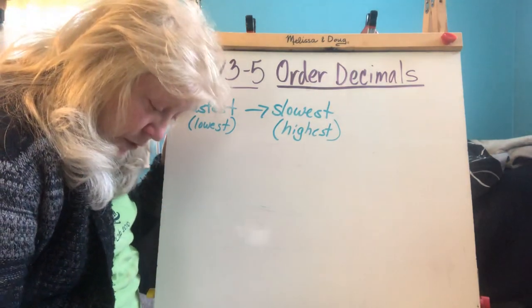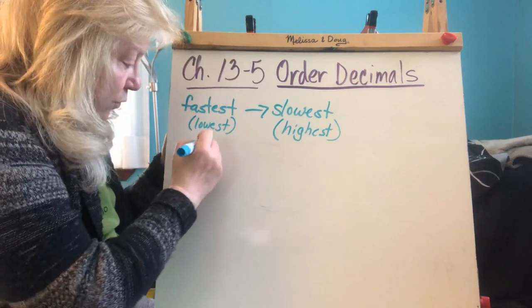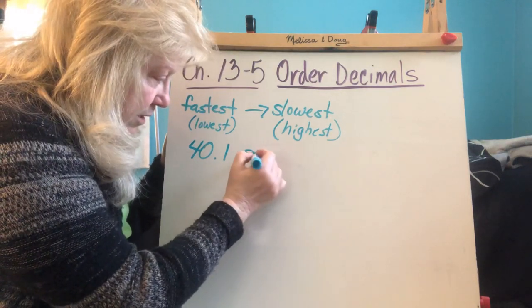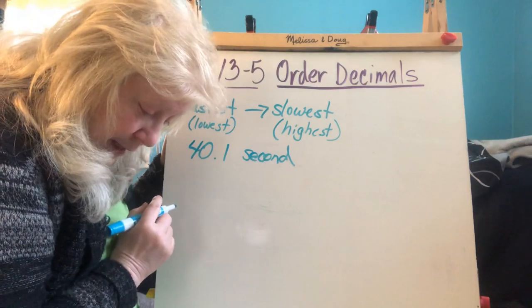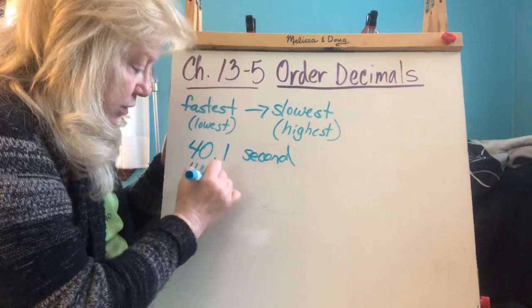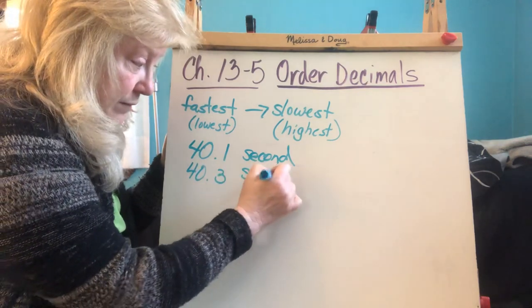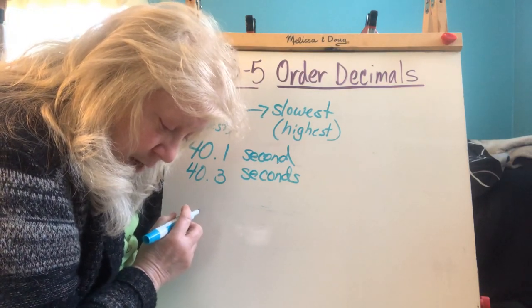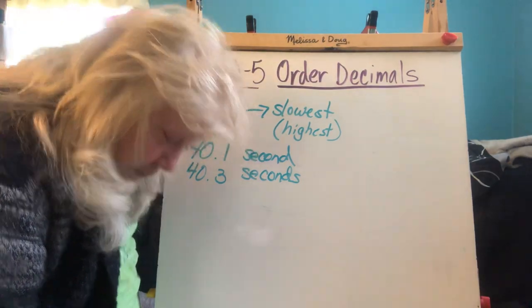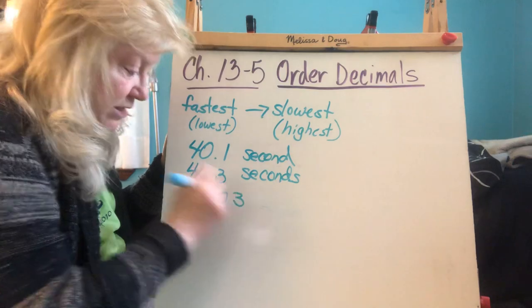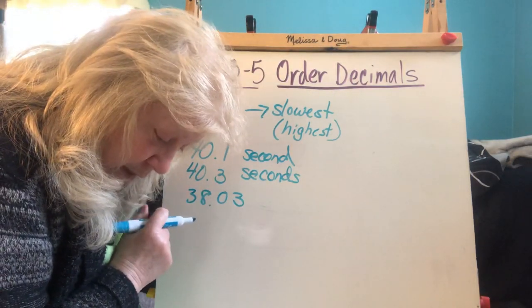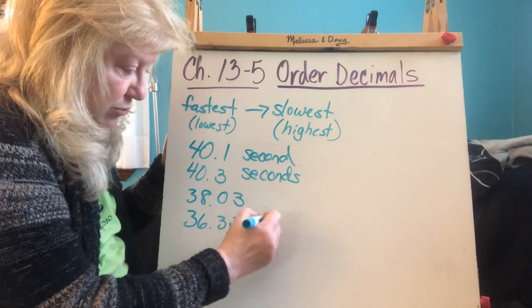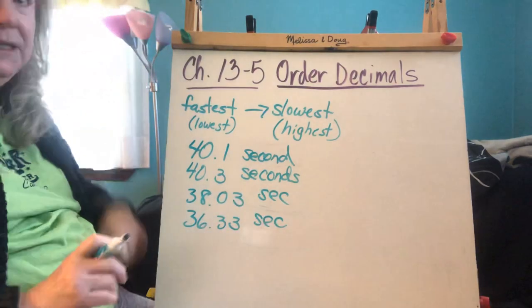So now you're going to be given a bunch of times in a chart. And one is 40 and 1/10 seconds. Another person's time is 40 and 3/10 seconds. Pretty close there. And Maya's time is 38 and 3/100 of a second. And Tanya's is 36 and 33/100 seconds. These are all seconds. Okay? That's what it says in the chart.